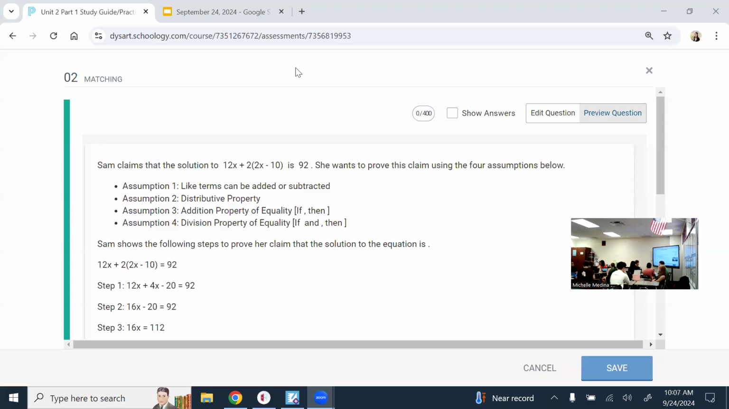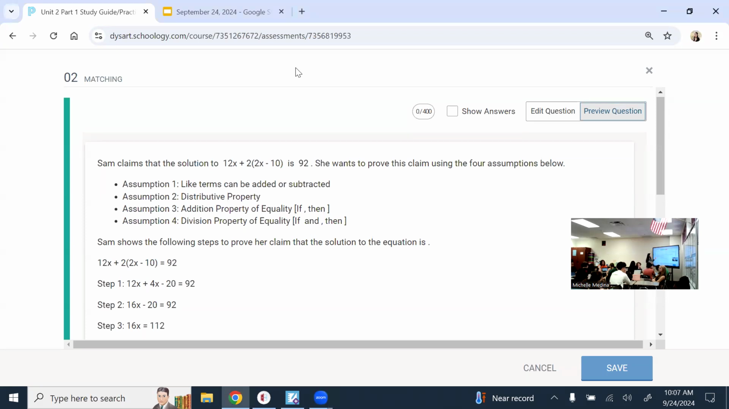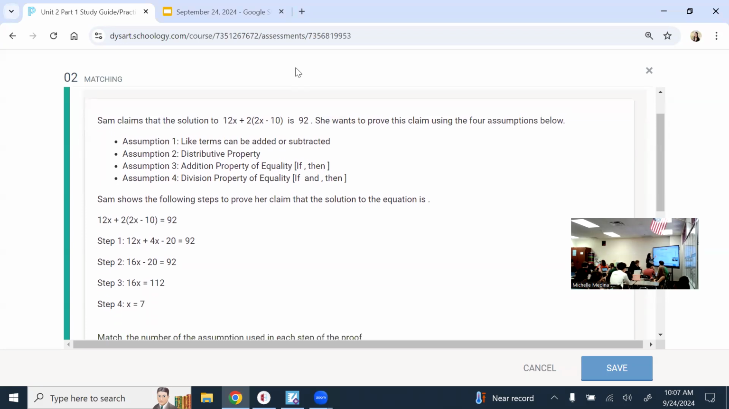All right, so this study guide, the one that's right at the top of Schoology, the purple one, matches your Illuminate portion that you'll be taking. So this one's number 2 on it. Sam claims that the solution to this expression is 92. She wants to prove this claim using the 4 assumptions below.